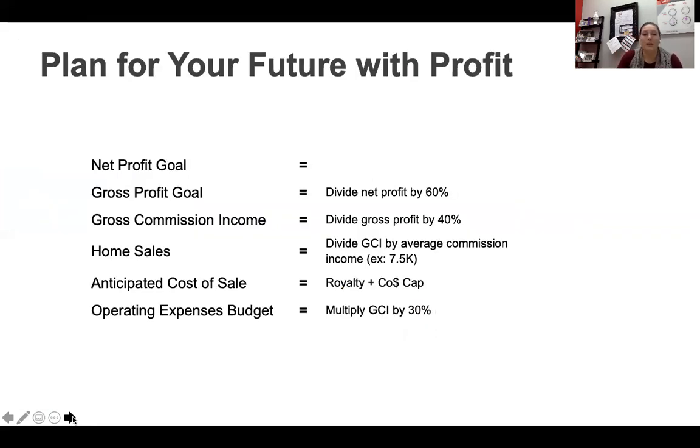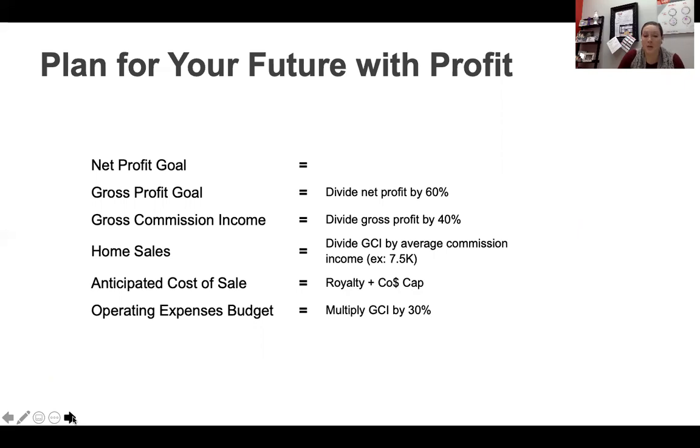So here is how to plan for your future with profit. You look at your net profit goal, and then you divide that by 60%. You get your gross profit. You divide that by 40%, and you get your gross commission income needed. You then divide your gross commission by your average commission. So our average commission is $4,500.